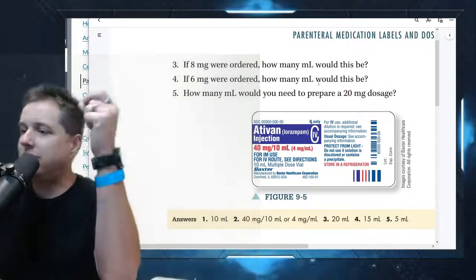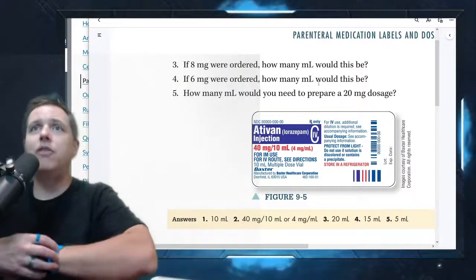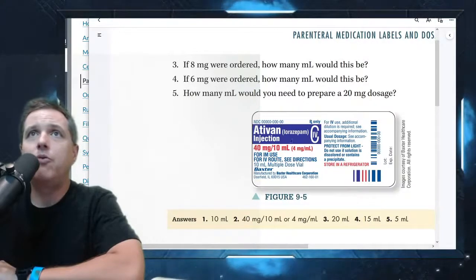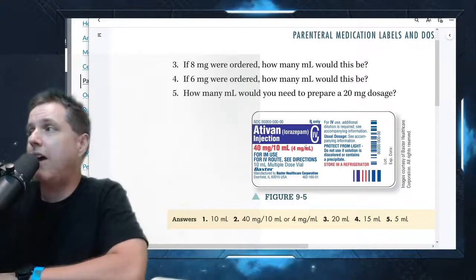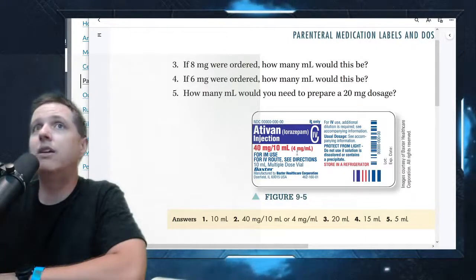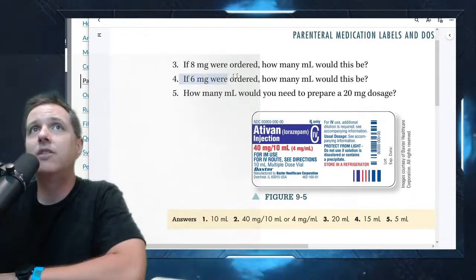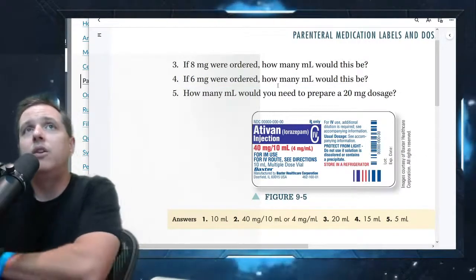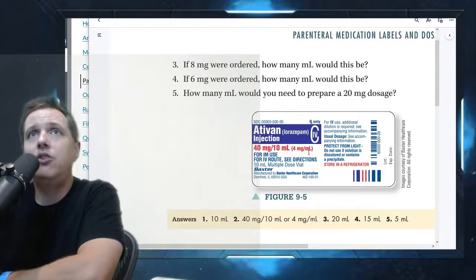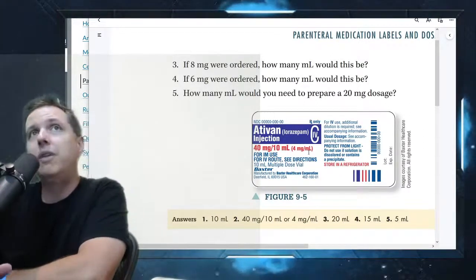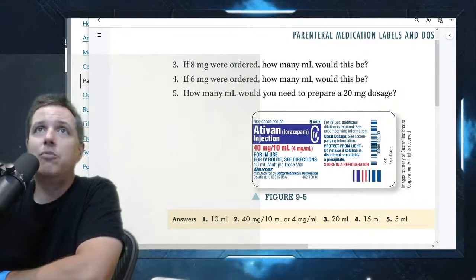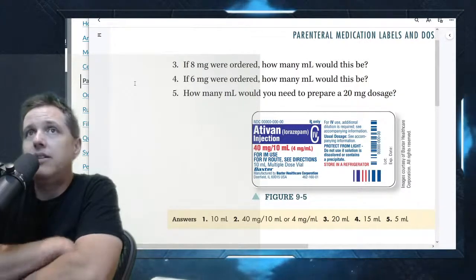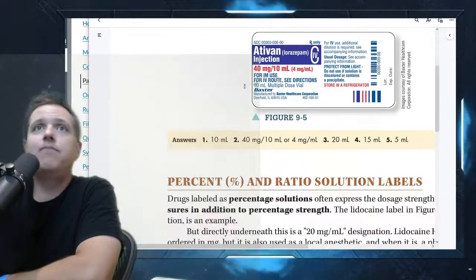Again, this is one of those ones that isn't just doubling or halving. It can throw people off a little bit. Well, if you think about it, we get 4 milligrams per milliliter. So that means in half a milliliter, you have 2 milligrams, right? So if 6 milligrams were ordered, how many milliliters would this be? Well, you would get 4 from the first milliliter, and then you need 2 more. You'd get the other 2 from the half milliliter. So again, just multiplying out your basic conversions is going to get you what you need.